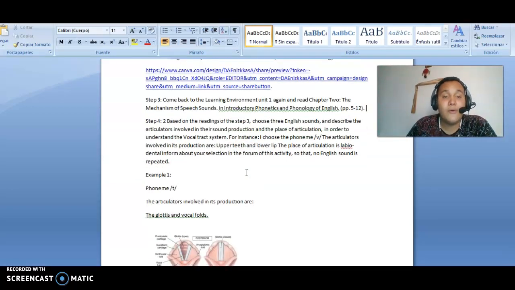Well, step 4: based on the reading, choose three English sounds and describe the articulation place and the pronunciation and the period of the articulation, in order to understand the vocal tract system. For instance, I choose the phoneme B. The articulation place is produced by the upper and lower lip. The articulation is bilabial.